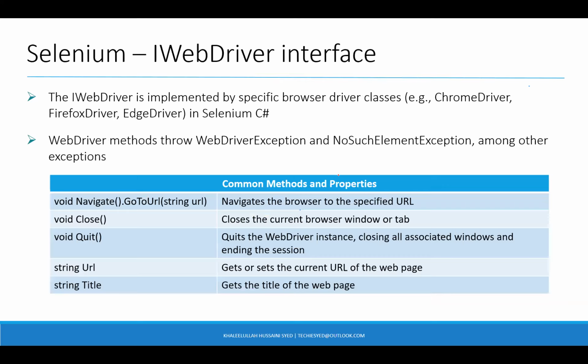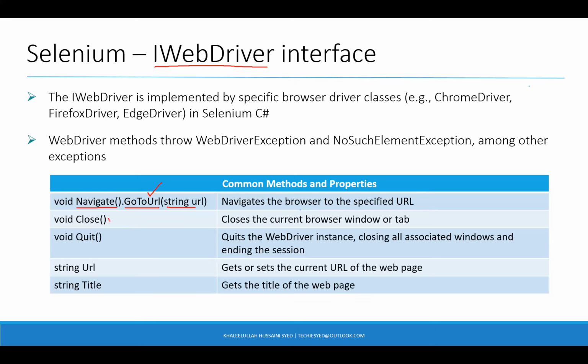Now, when it comes to Selenium WebDriver, there is an interface called IWebDriver. This interface provides certain common functionalities. For example, there is a method for navigating to a given URL called Navigate, and this method has one more method that we can chain called GoToUrl. It takes a URL and redirects my browser to that specific URL. For example, if I give google.com, it will open google.com in my browser.